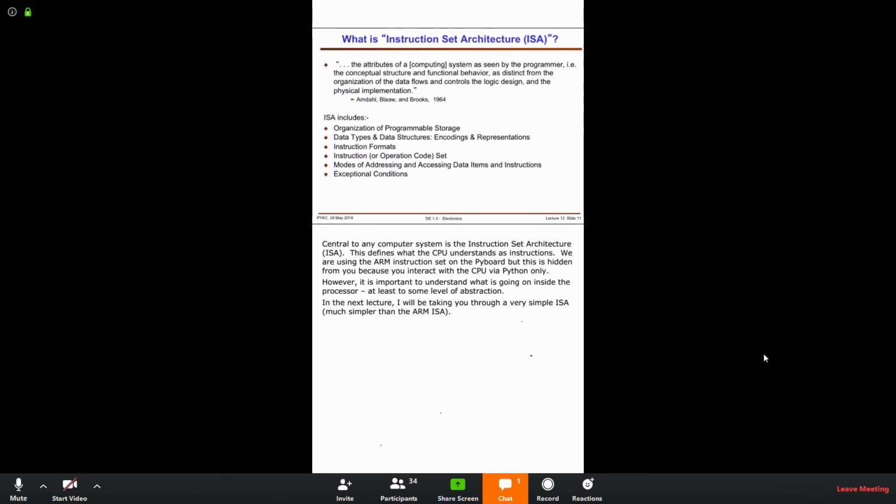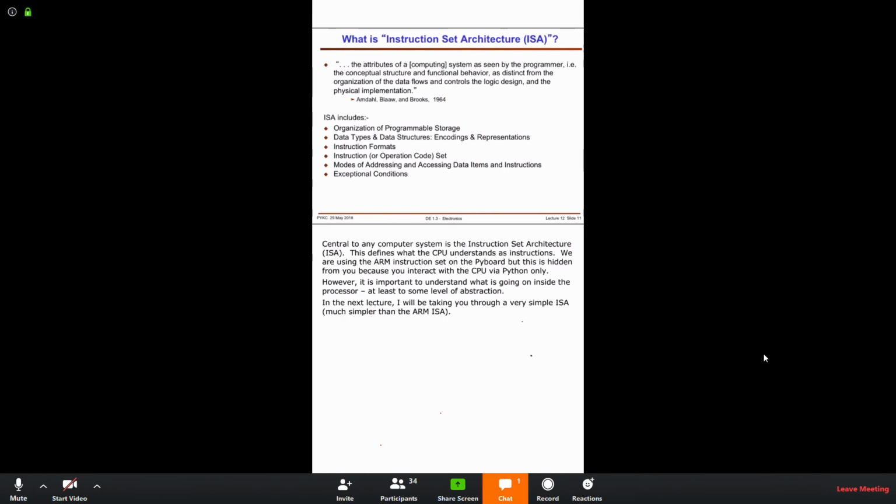Why is it called instruction set architecture? Because the total instruction set holds the data types, the data structure encoding and representation, the instruction format, the instruction set, and the modes of addressing used by the processor. That's why this is called the architecture. Architecture is the pillar, the backbone, and if there are some exceptional conditions, those are also adhered to by the instruction set architecture.